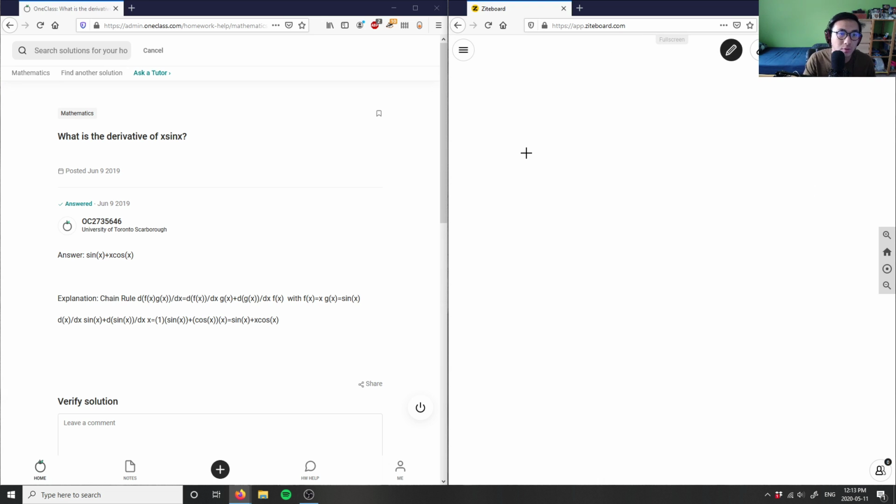Number 2 is asking what is the derivative of x sine x. So this is obviously a calculus question. We're finding the derivative of something. So let f of x equal x sine x, and all we're going to have to do is find f prime of x. So I want to find the derivative of this function, which is x times sine x.